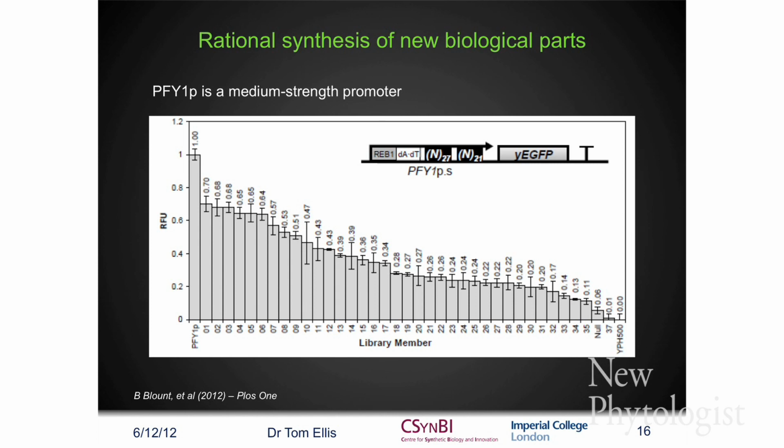And we were able to generate a nice library pretty quickly, 36 members in this case, of constitutive output with a graded range. This will be useful particularly for metabolic engineering projects where you might need to tune several enzymes for balancing flux. We wanted to go further than this.